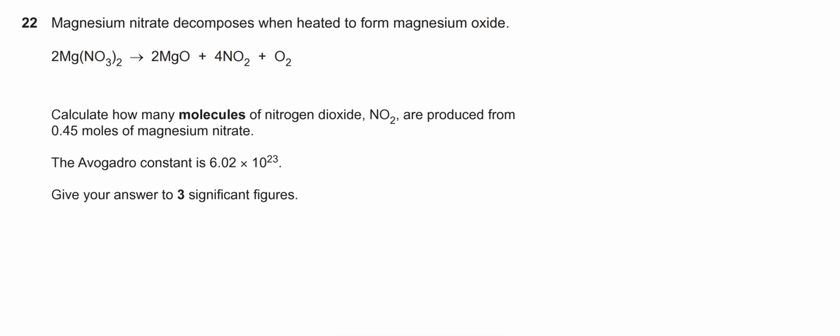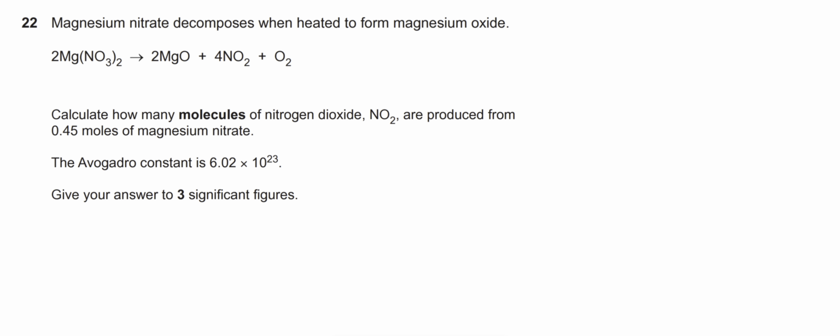So here are three of the typical sorts of questions involving the Avogadro constant and moles in the GCSE Chemistry exam. The first question: magnesium nitrate decomposes when heated to form magnesium oxide. Then underneath there is the balanced equation. Calculate how many molecules of nitrogen dioxide, NO2, are produced from 0.45 moles of magnesium nitrate. The Avogadro constant is 6.02 times 10 to the 23. Give your answer to three significant figures.